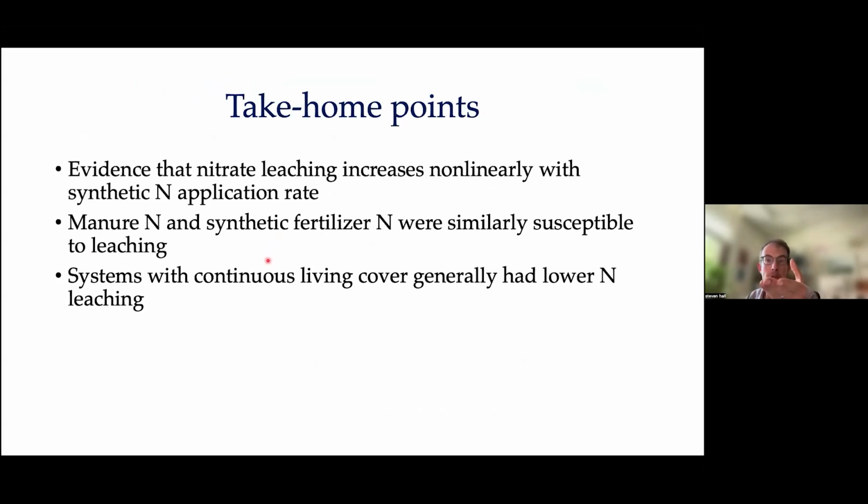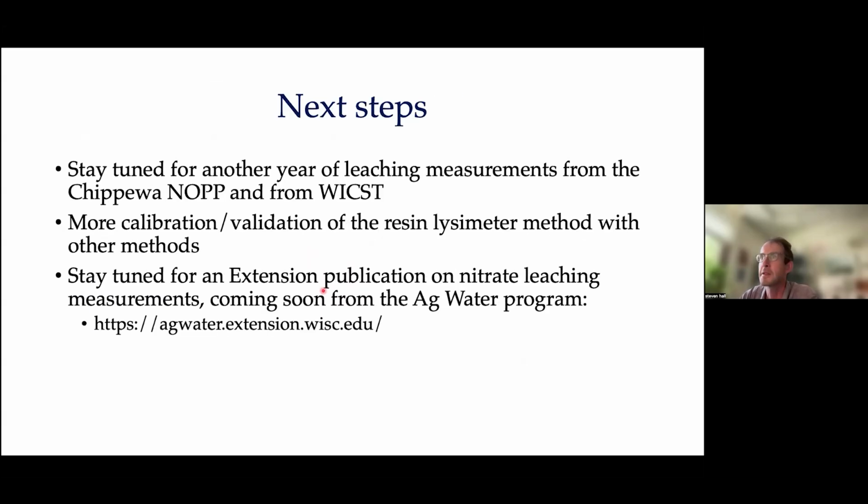Okay, so just to recap what we found from this Chippewa NOPP trial and the other experiment I just mentioned. We have some good evidence of an increase in nitrate leaching with synthetic nitrogen application rate, tending toward a non-linear increase as we bump that nitrogen rate higher. As near as we can tell, the manure nitrogen and the synthetic fertilizer were similarly susceptible to leaching. And then there's some evidence that systems with continuous living cover can help put a dent in the nitrate leaching. That really begs the question, how do we make this practical and feasible for you all to integrate cover crops, et cetera, with your systems?